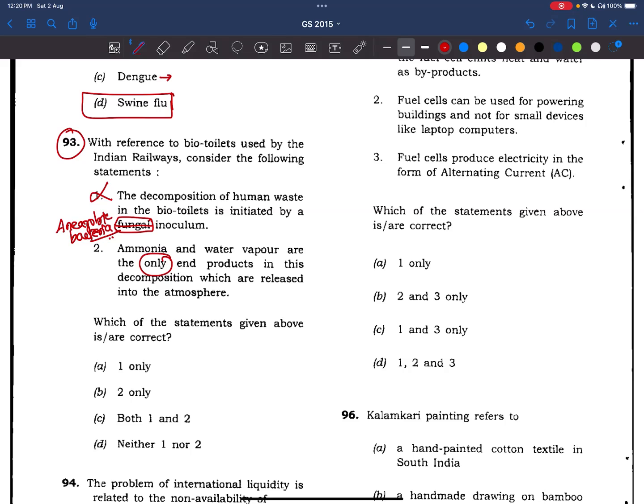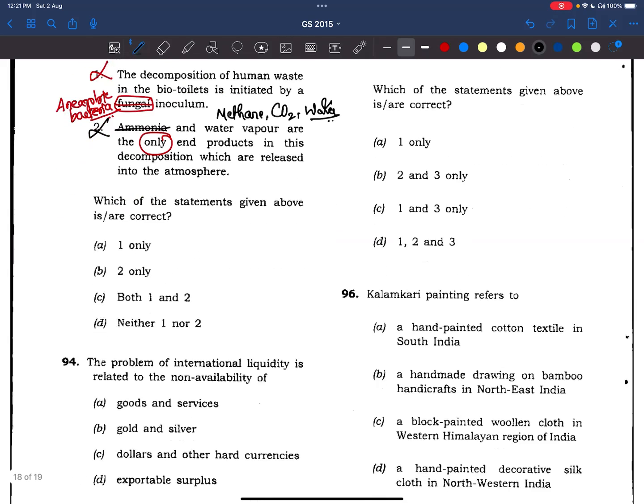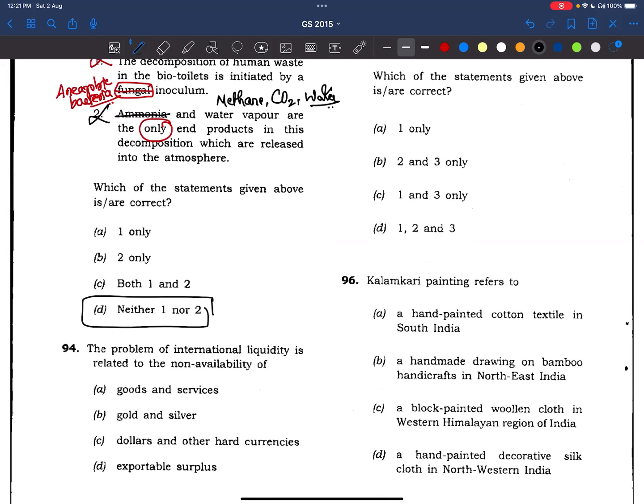Okay, but if we know about the biotoilets, then this question is a cakewalk, because not ammonia, methane is released, carbon dioxide is released, and water is also released. Okay, these are the byproducts. So this statement is also wrong. Answer is neither one nor two, friends.